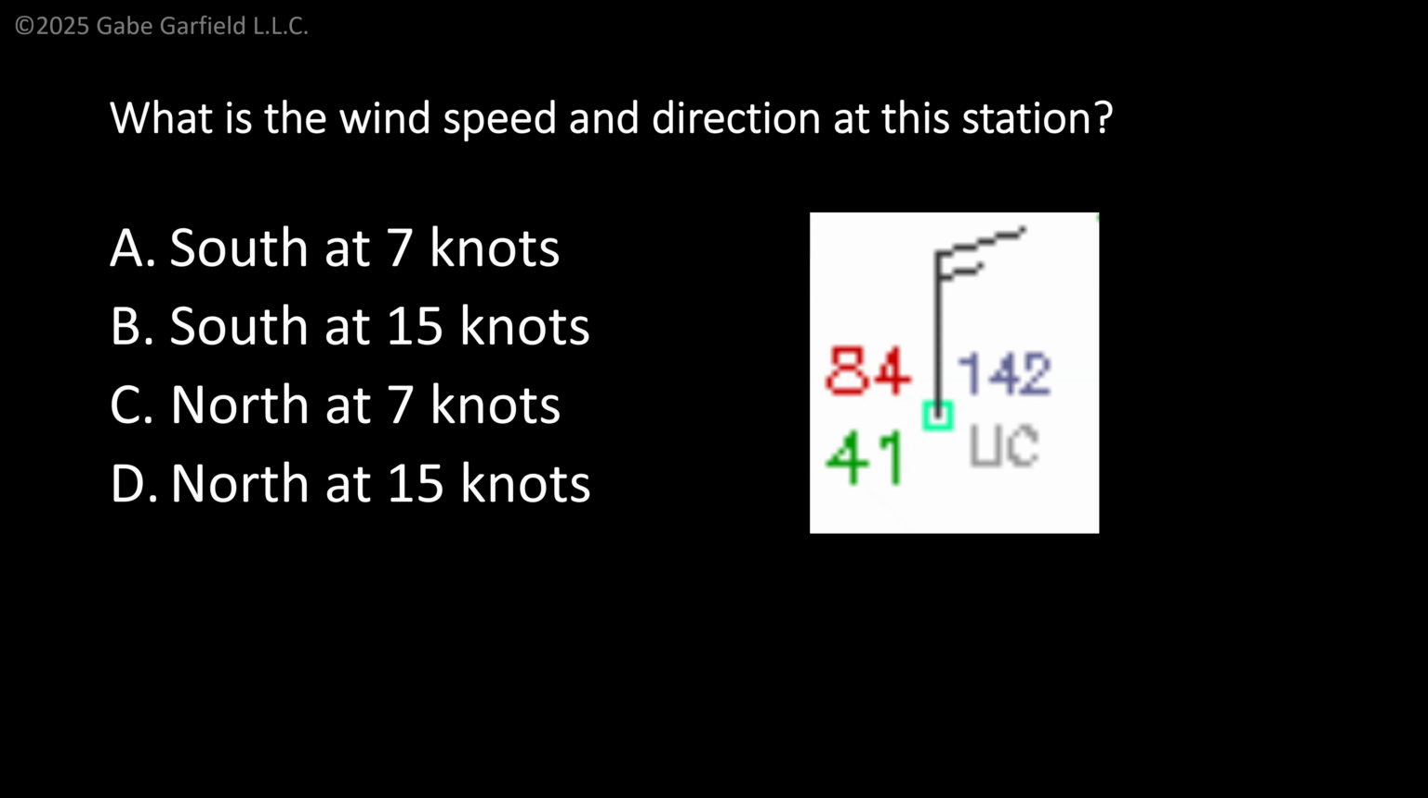So to make this fun, I'm going to give you a little quiz. What is the wind speed and direction at this station? Is it A, south at 7 knots, B, south at 15 knots, C, north at 7 knots, or D, north at 15 knots? I'm going to give you a few seconds.